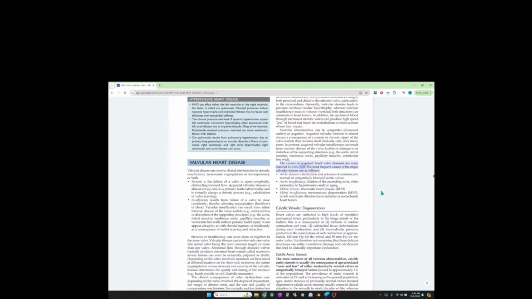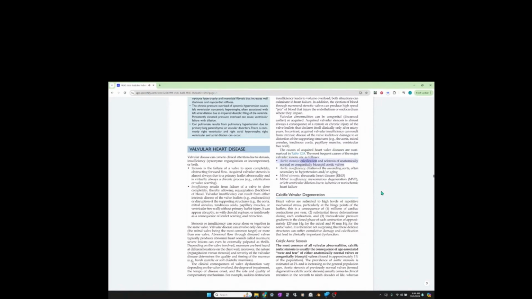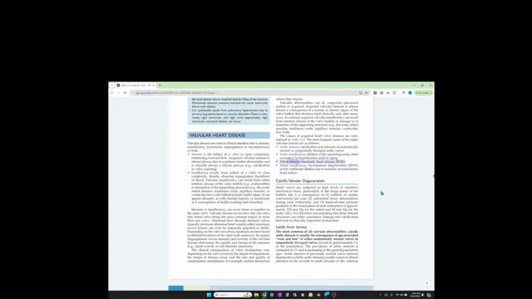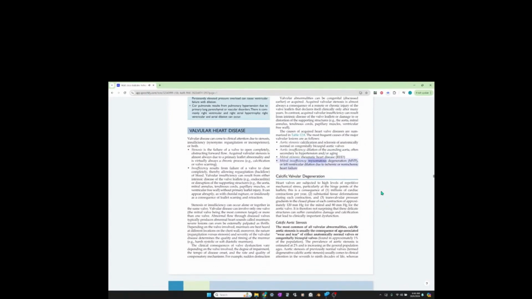The most frequent causes of the major valvular lesions are as follows: aortic stenosis, calcification and sclerosis of anatomically normal or congenitally bicuspid aortic valves; aortic insufficiency, dilation of the ascending aorta, often secondary to hypertension and/or aging; mitral stenosis, rheumatic heart disease; mitral insufficiency, myxomatous degeneration, or left ventricular dilation due to ischemic or non-ischemic heart failure.